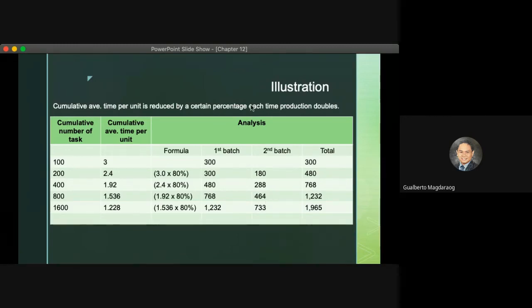So, if this is 100, this is good for the 100 units. The second one is also 100 units. If this one is 200 units, the second batch is also 200 units. If this is 400 units, the second batch is also 400 units. Kasi doubled lang ng doubled. So if this is 800, of course this one is 800 also.